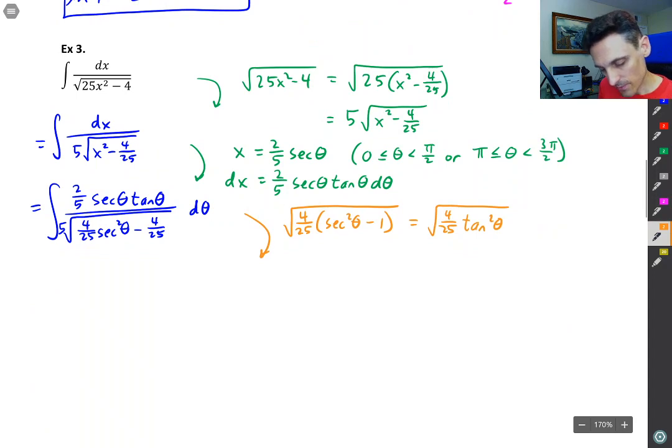Okay, so then we have the square root of 4 over 25 tangent squared theta, which gives you 2 over 5 tangent theta. Again, we can drop the absolute value bars because here on our interval, tangent is positive. In the first and the third quadrants, tangent is positive.